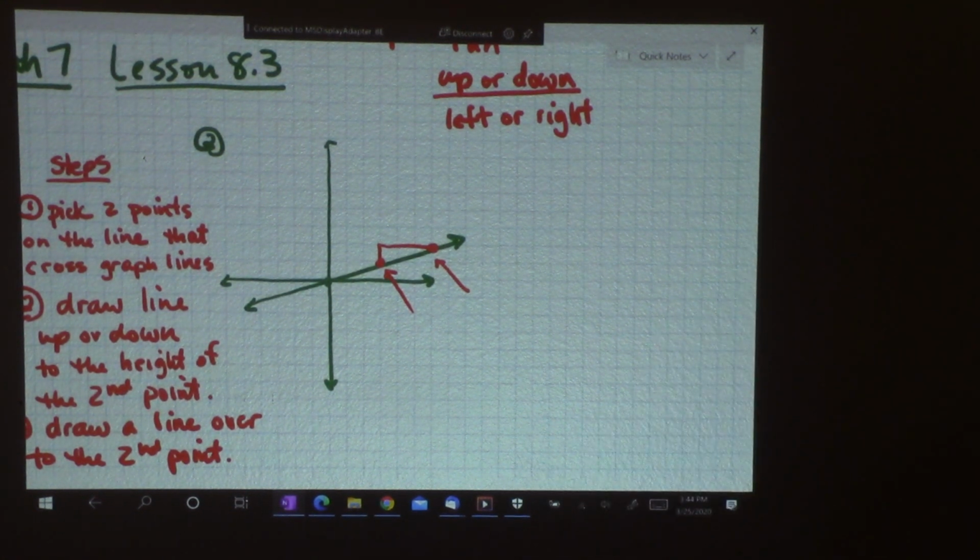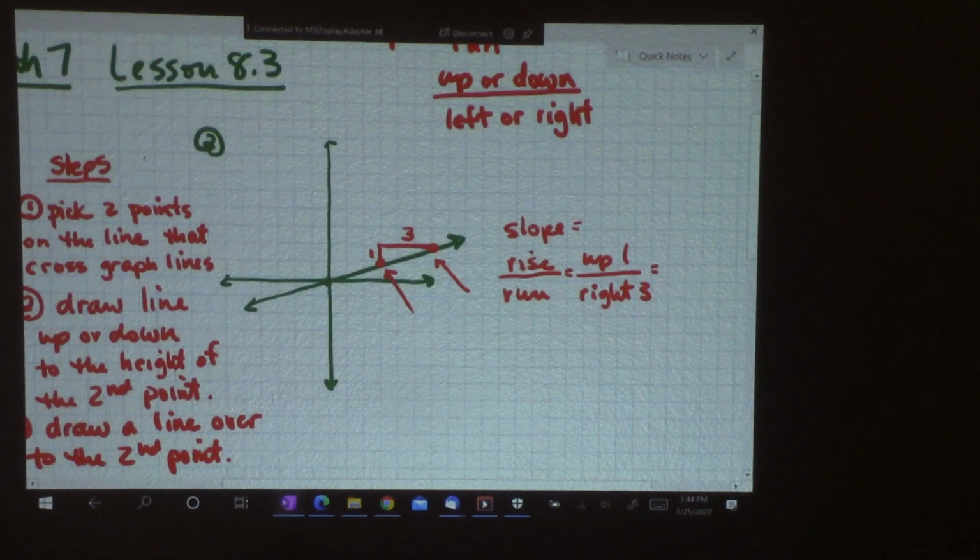Now I'm going to count. So I went up how many units for the height here? I went up 1. And then to go to the right, I went 3. So my slope, remember, is rise over the run. And I can say I went up 1, and I went right 3. So that would be 1 over 3, which is 1/3.